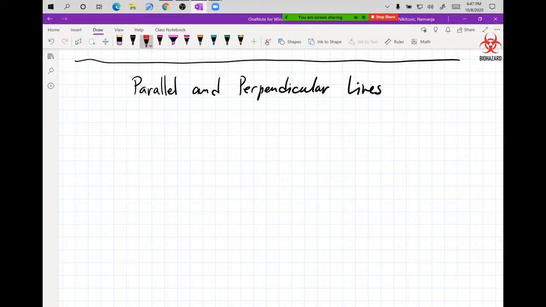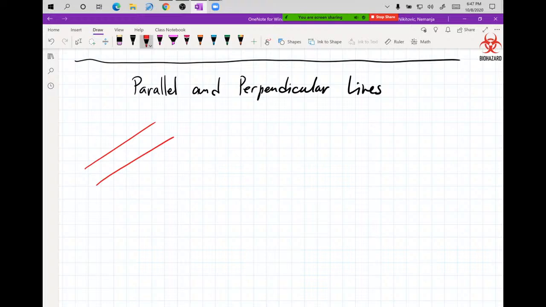Before we do any calculations, two lines are parallel if the separation between them is always the same. And you can think of train tracks. Train tracks are always the same separation, and as soon as they are not the same separation, the train derails.